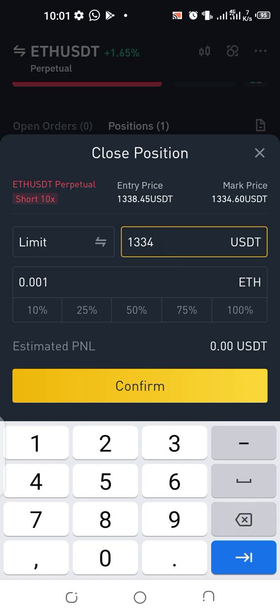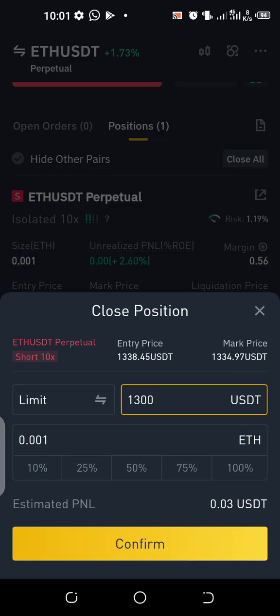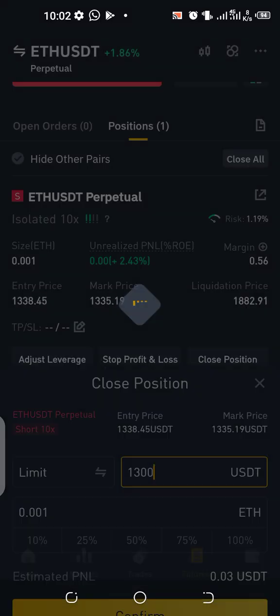I started from 1338. For me to close position in profit, it means it has to drop in value. So I can put, for example, 1300 as my closing price. All right, if it drops to 1300 and I close at that price, I'm going to make a profit of 0.03 USDT from my 0.14 USDT. That's 3 on 14, about 25% roughly, you see. And so I can confirm that and create that order.